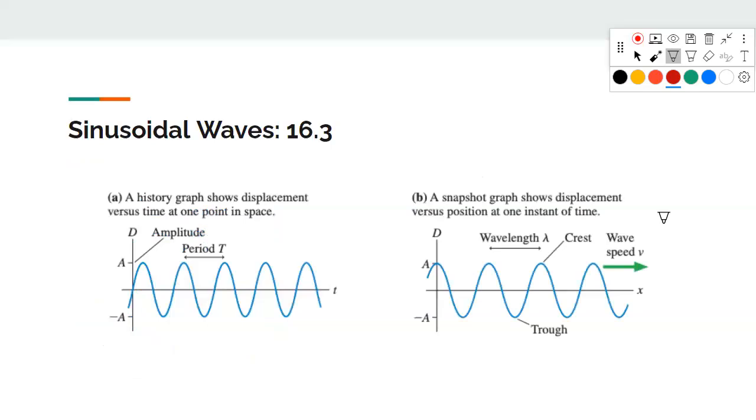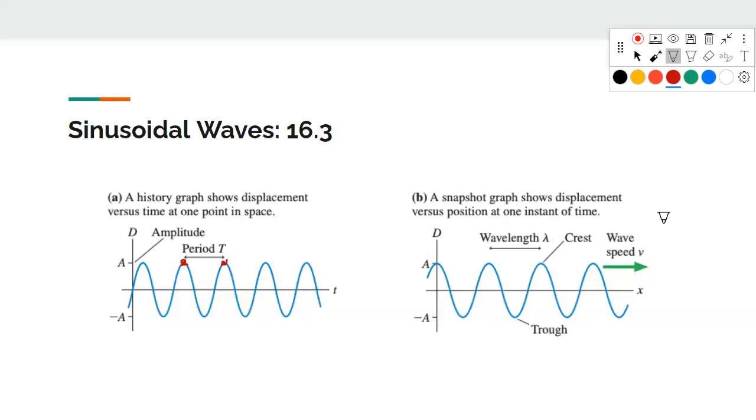So they show this here. On the left, we have a history graph. Remember, that's looking at one particle on this wave. How does it move up and down? And we define the period as how long it takes for that particle to go from its maximum position up, and then it goes back down and then comes back to that maximum position up. So that's one period.